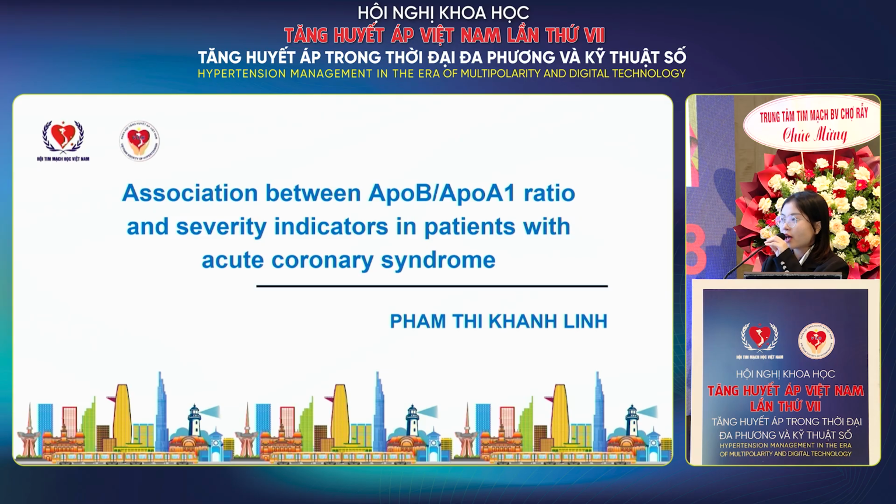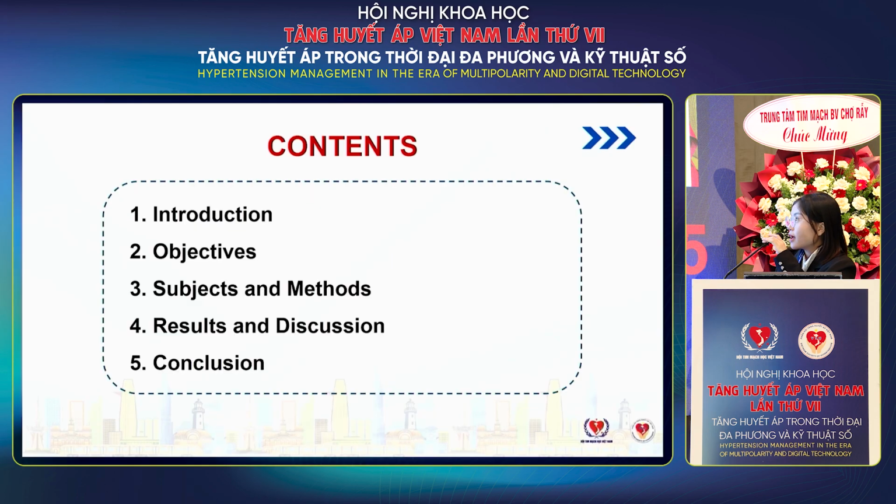And today, on behalf of our research group, I'm honored to present our topic, association between ApoB to ApoA1 ratio and severity indicators in patients with acute coronary syndrome. And like other presentations, we also have 5 main sections: introduction, objective, subjects and methods, results and discussion, and conclusion.